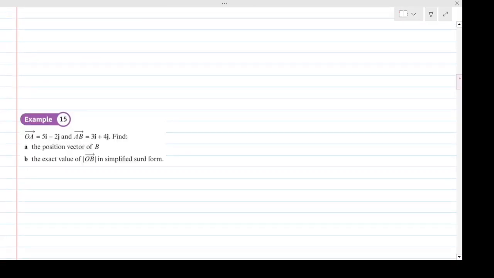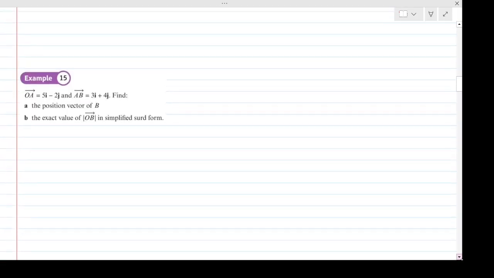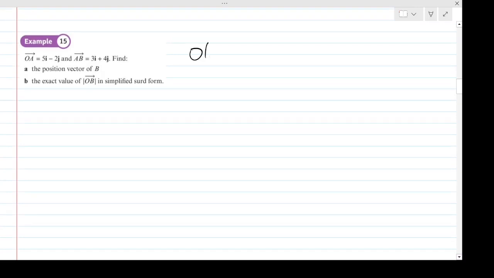Now we have this example. We have OA is 5i minus 2j, and AB is 3i add 4j.